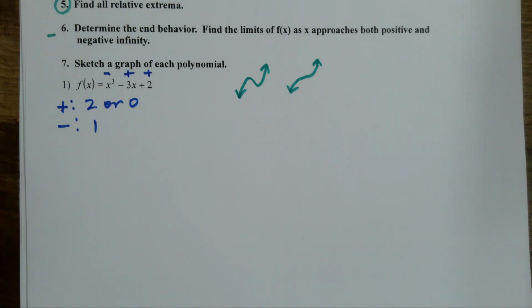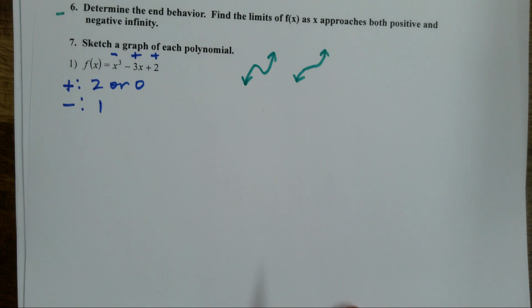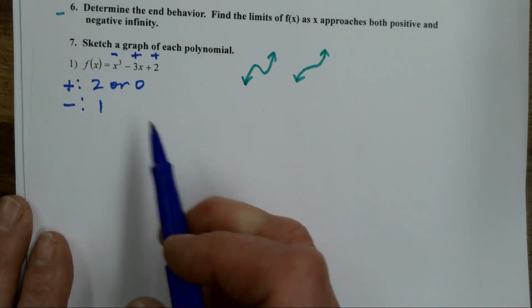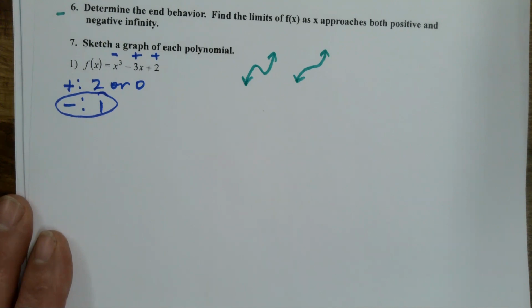All right, so to find my zeros, I need to factor. This is not something that I can factor easily, so I'm going to make a table. The table I'm going to start with is the negative table. Why? Because I am guaranteed 1 negative zero. This is just me streamlining what I do.